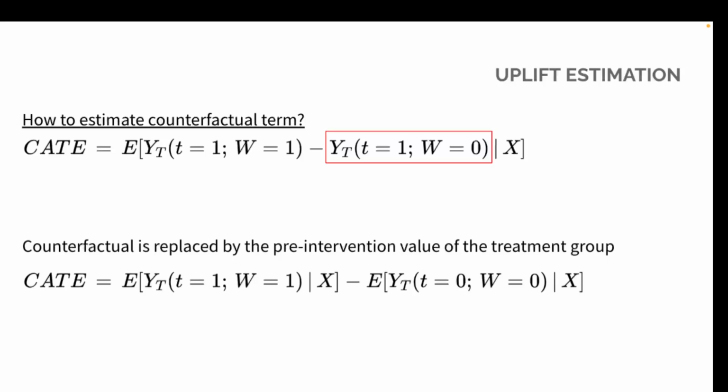So remember, if I make that approximation, I'm saying that the value that would have been realized without an intervention is equal to the value that I observed before the intervention.